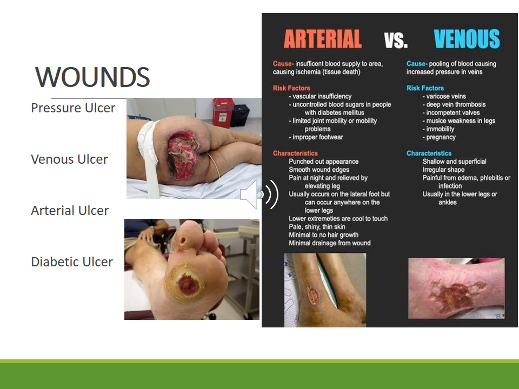And then there's a good little informational slide or picture here that has arterial versus venous and talks about the cause and the risk factors and the characteristics, and it gives you some pictures here for you to look at.